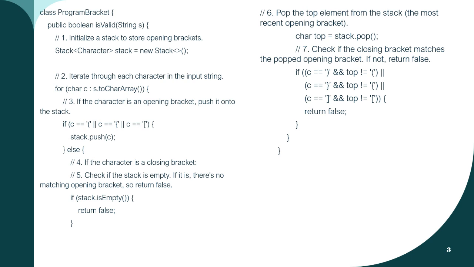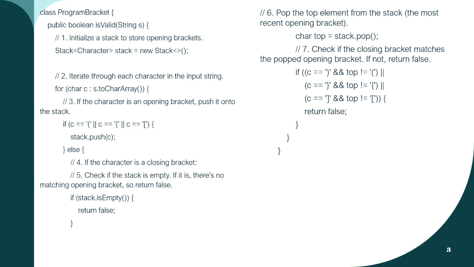Similarly, as I've already mentioned, I've taken a for loop which I'm going to iterate. Then I'm going to check whether the current character C is an opening character or not. If it is, then I'm going to push it into the stack. Or else, if it is not an opening bracket, then it must be a closing bracket, right? Definitely, that is the understanding.